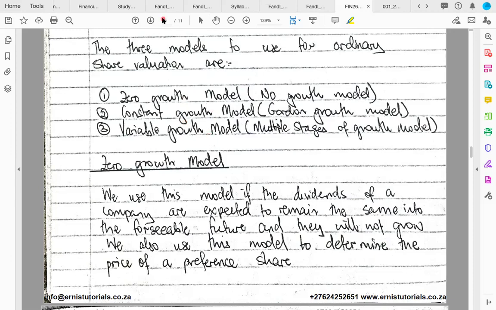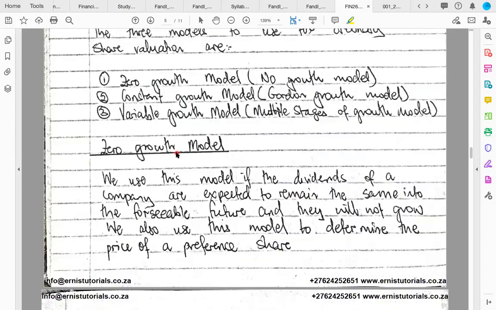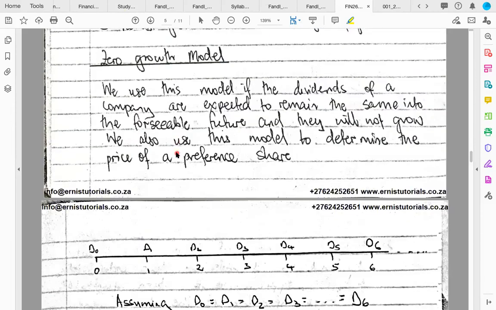a share. And in simple terms, the zero growth model assumes that your dividends do not grow, or they grow at 0%, meaning they don't grow. The constant growth model means that your dividends are growing at a constant rate, at a certain fixed percentage growth rate, whereas the variable growth model assumes that your dividends are growing at different rates over different time intervals into the future. So we're going to finish off the class by looking at some examples associated with the zero growth model, the constant growth model, and the variable growth model.